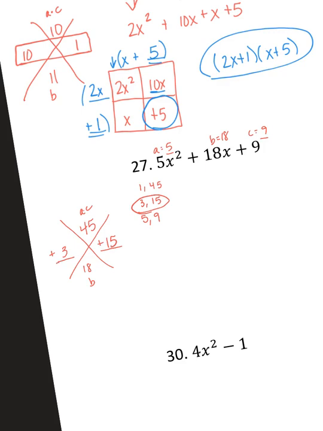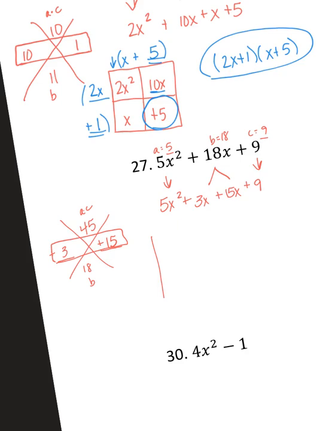And then we're going to use these two numbers to turn our 3-term polynomial into a 4-term polynomial. So the one that gets split is the middle, b. That becomes 3x and 15x. And then we just bring down a and c. So 5x squared plus 3x plus 15x plus 9. And then we're going to use those 4 terms to put them in our box.